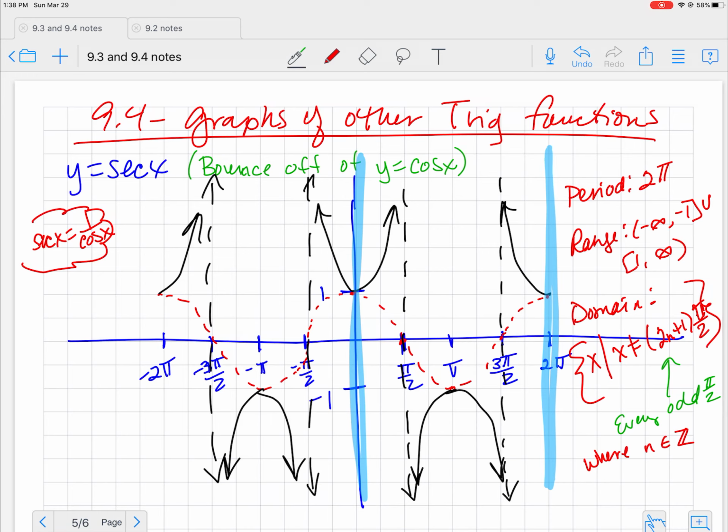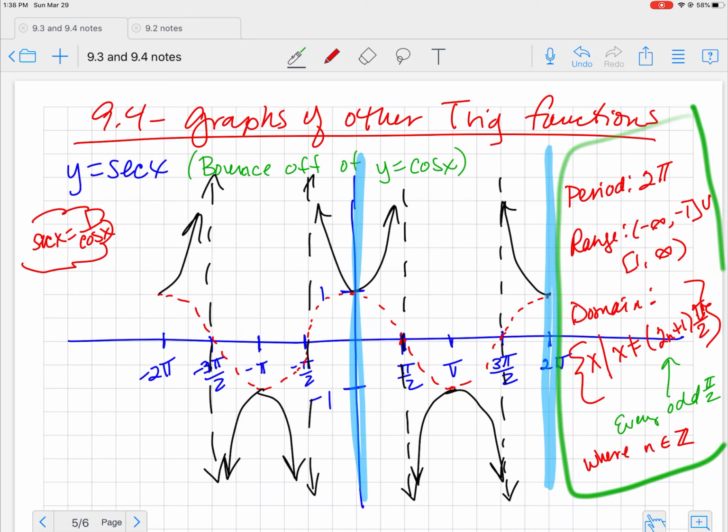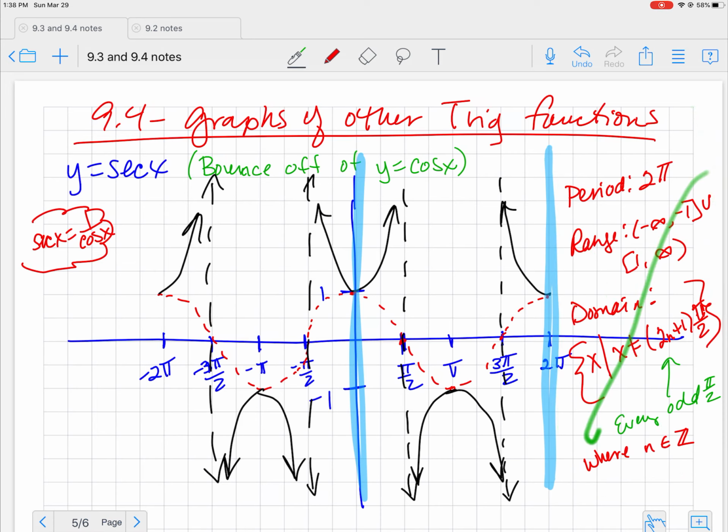Now I have to denote n is an integer, where n belongs to the integers, right? This is just math notation. Epsilon means belongs to. Z just means integer, which we know already. All right? So at every odd integer is where I have those asymptotes. Basically, the moral of the story is draw cosine, bounce off of it, and you're good to go.